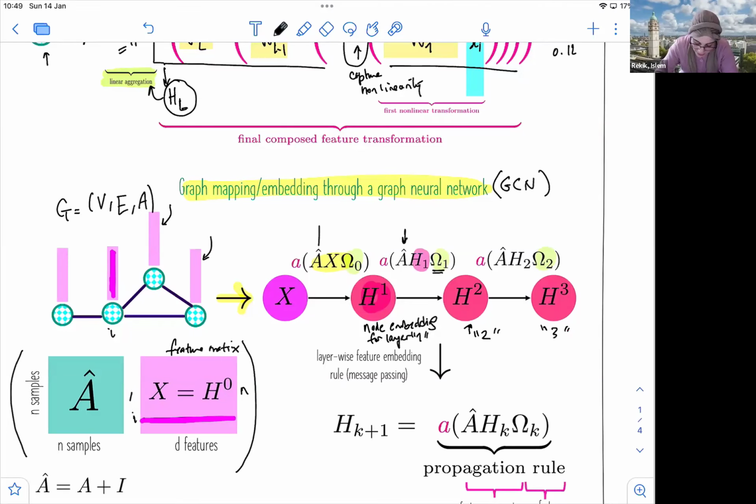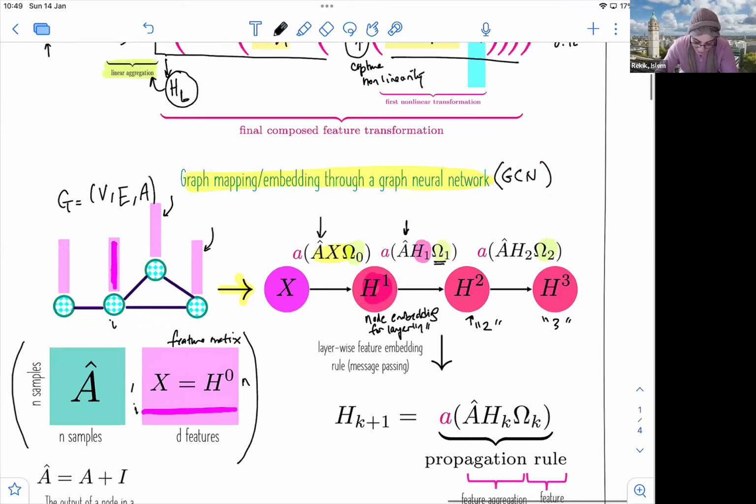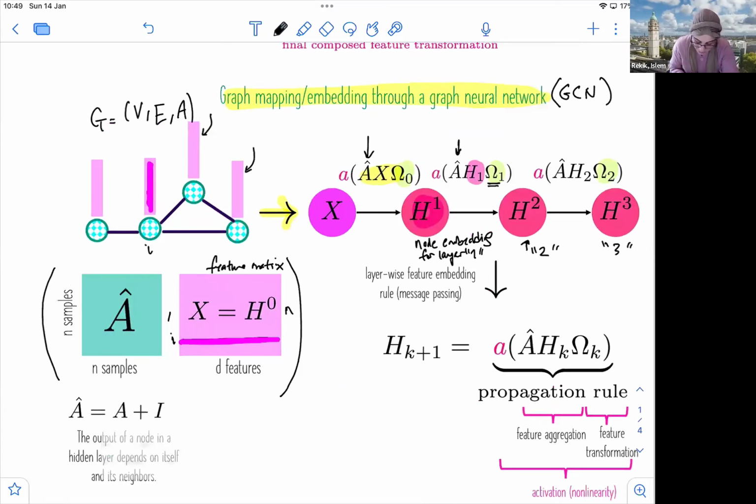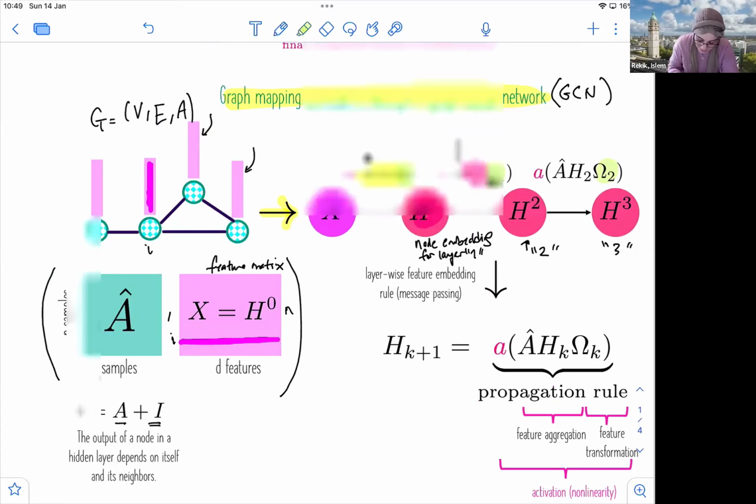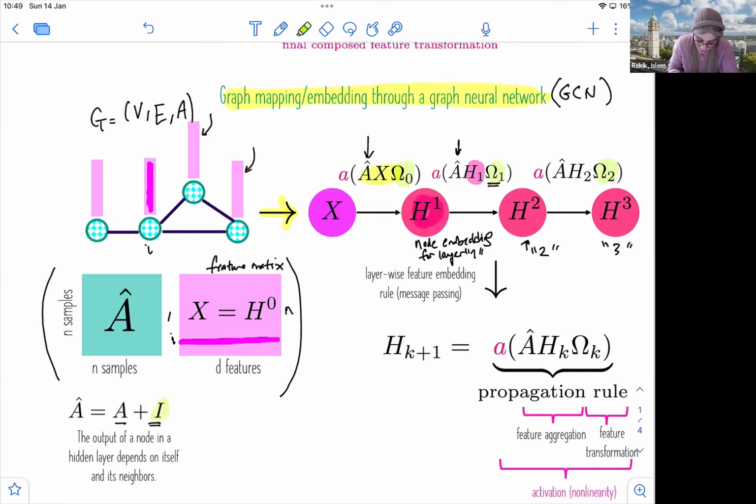Now, if you notice, we have an A hat here. So what is A hat? A hat is the original matrix A plus identity. We added identity here because we wanted to make sure that the output of a node in a hidden layer will depend on itself and its neighbors. If the node is not self-connected, so if we have a node like this and it's connected to many other nodes, we cannot update its own embedding, okay? So we need to take into account the node self-connectivity to be able to update its embedding right here.